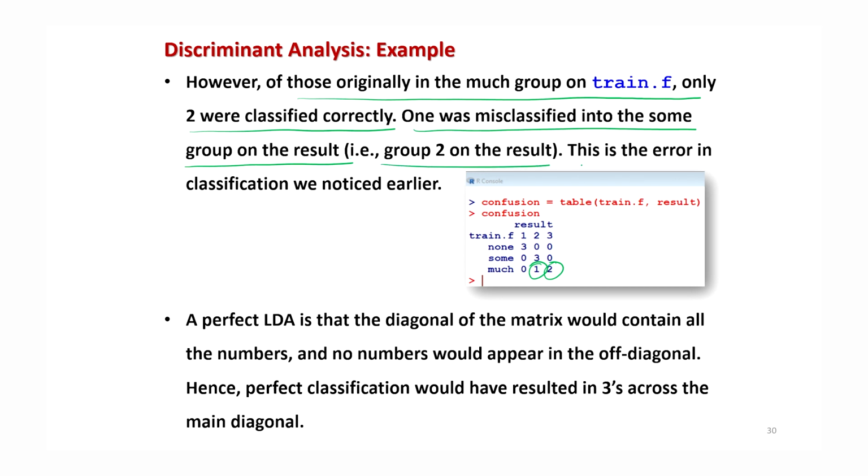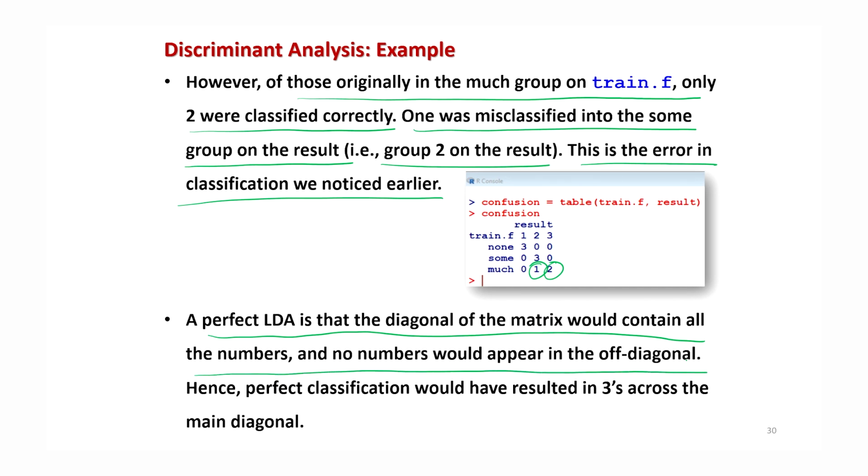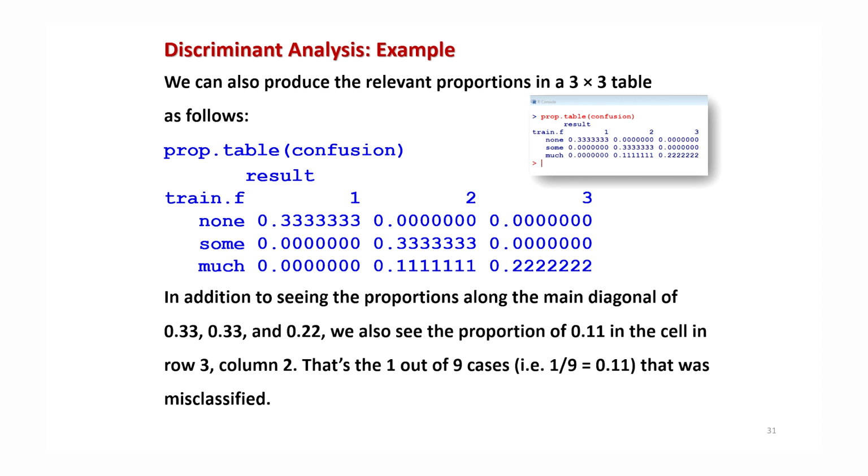So this is an error in the classification that we have noticed through the graphical analysis, also in the plot command, and then in the classification analysis, now in the confusion matrix, right? So perfect linear discriminant analysis is that the diagonal of the matrix would contain all the numbers and no numbers would appear in the off diagonal, right? Hence perfect classification would have resulted in 3 across the main diagonal. That means all these diagonal elements should actually be 3, right?